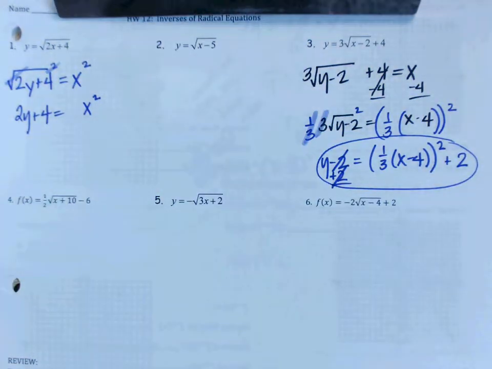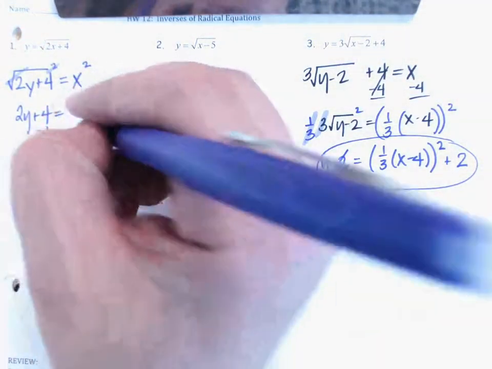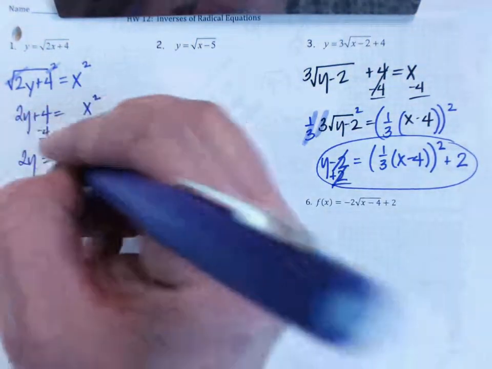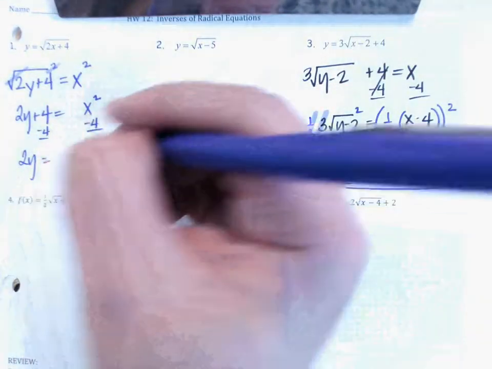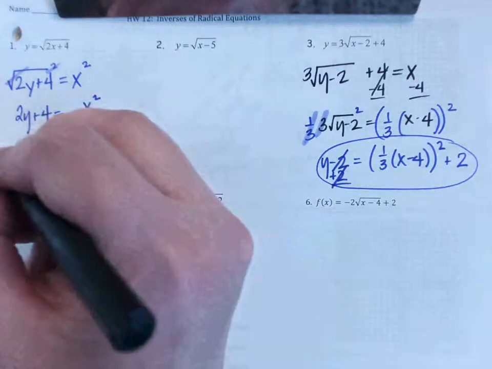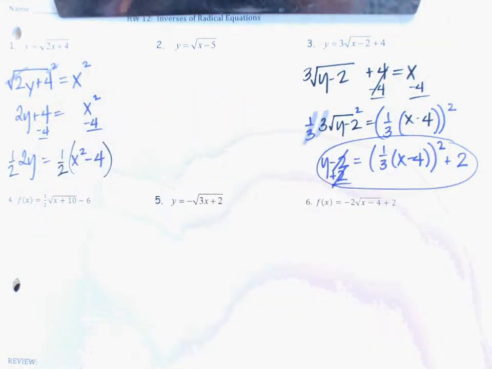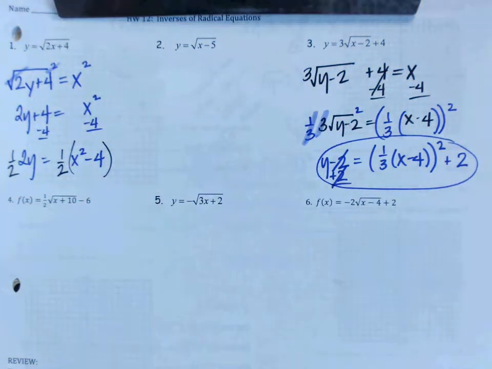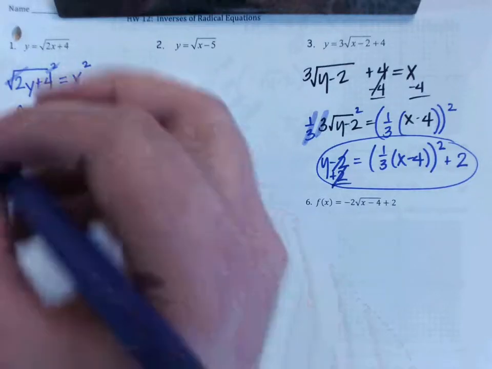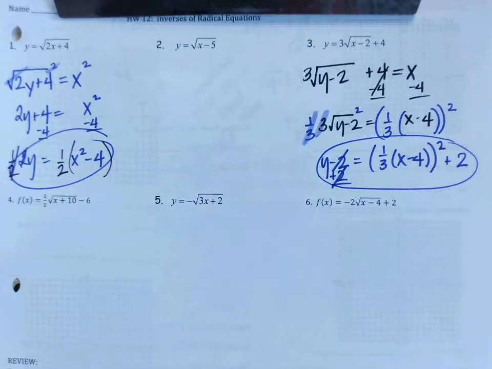What's my next step? Minus the 4. So I have 2y equals x squared minus 4. And then how do I get rid of a 2 in the front? What do you put? A 1/2. Do you distribute the 1/2? No. 1/2 and 2 cross out. That's your answer. Okay, that's not it. I thought it was good for a second.